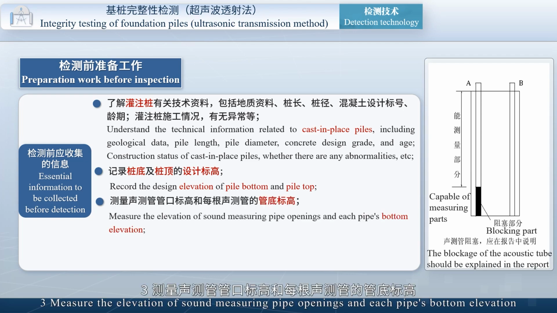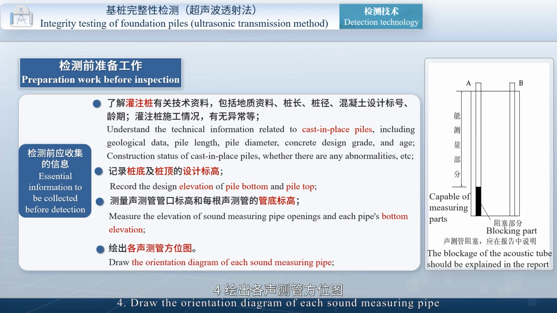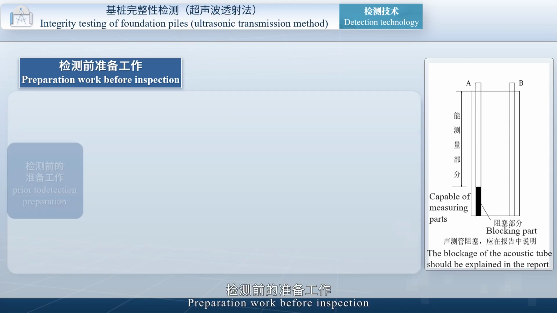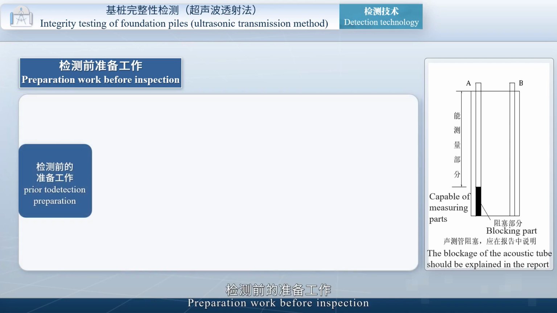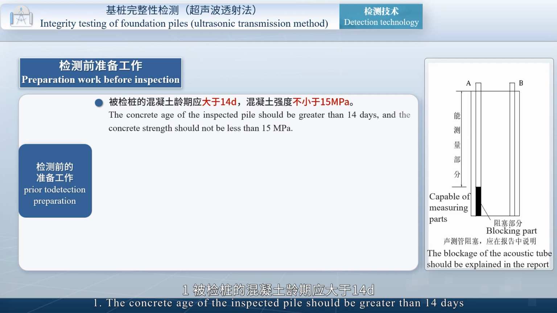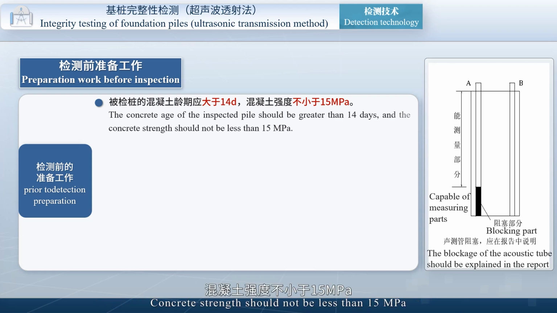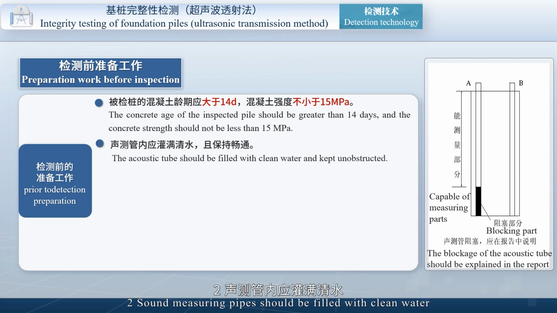3. Measure the elevation of sound measuring pipe openings and each pipe's bottom elevation. 4. Draw the orientation diagram of each sound measuring pipe. Preparation work before inspection. First, the concrete age of the inspected pile should be greater than 14 days. Concrete strength should not be less than 15 megapascals. 2. Sound measuring pipes should be filled with clean water and remain unobstructed.